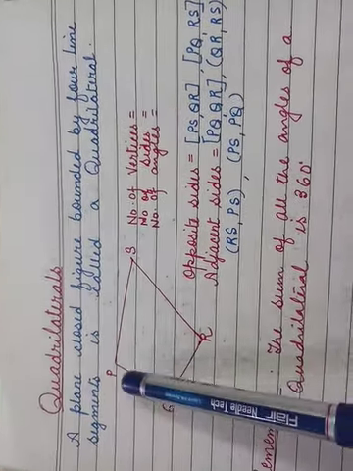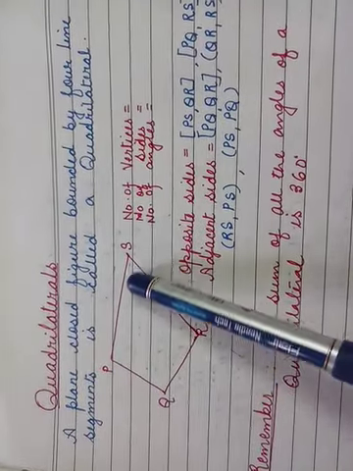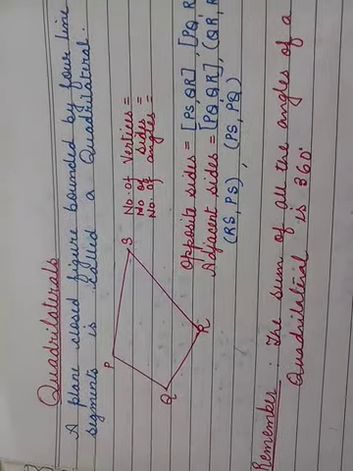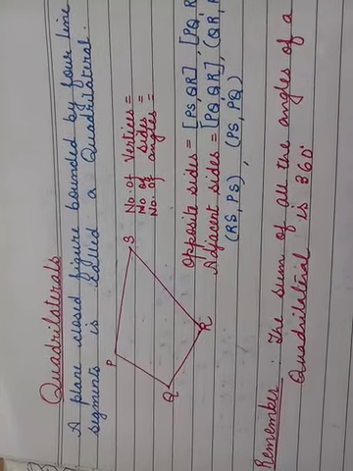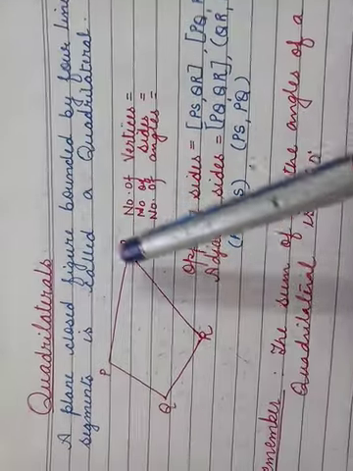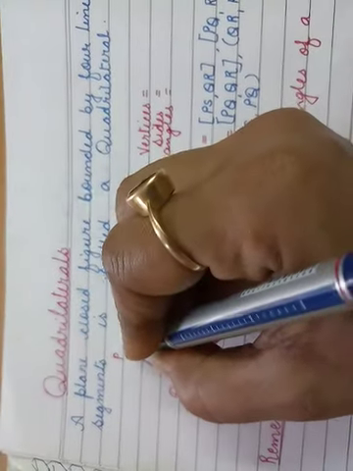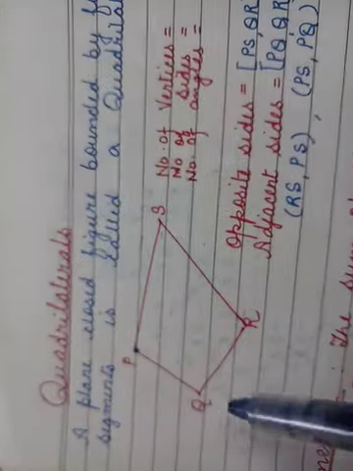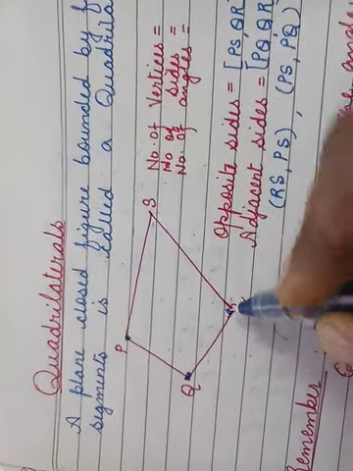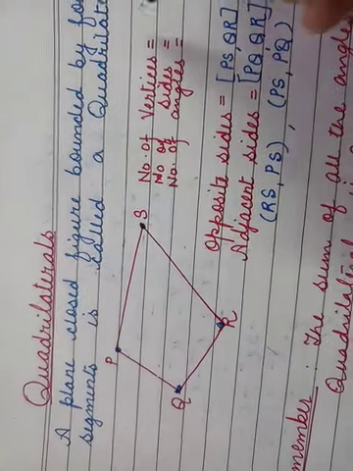So I have drawn a quadrilateral here. I named it PQRS. Now we'll discuss the number of vertices, sides and angles a quadrilateral has. If you go through the vertices, how many vertices does it have? Vertices are the points where two sides meet. So a quadrilateral has how many vertices?